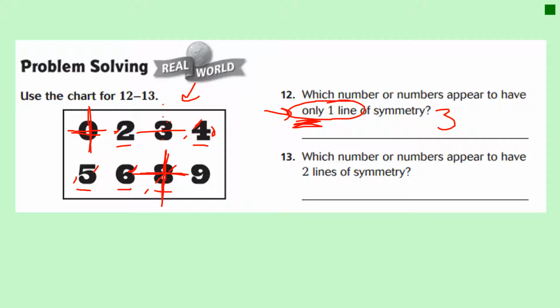And then 9 is just like 6 flipped around, right? So 9 doesn't have any lines of symmetry. So the only answer for 12 is the number 3, because it's the only one that has only one. Okay, so 13, which number or numbers appear to have 2 lines of symmetry? Well, they're the only ones that had other lines of symmetry, right? 0 and 8, right? 0 and 8. All right, you guys are doing awesome.